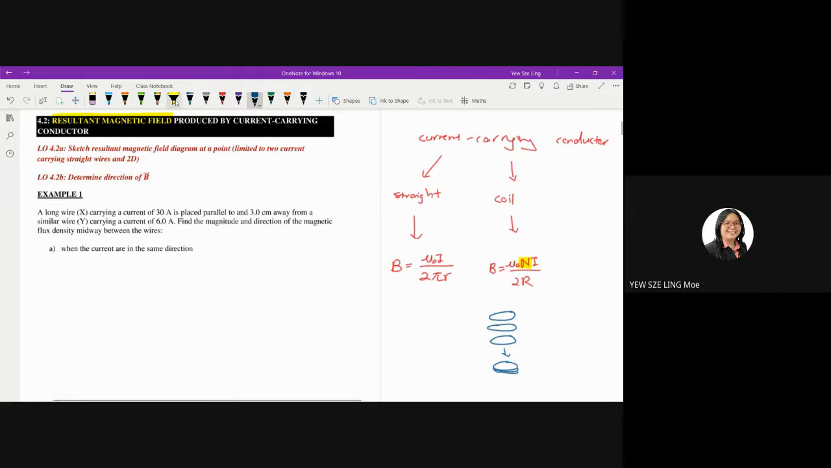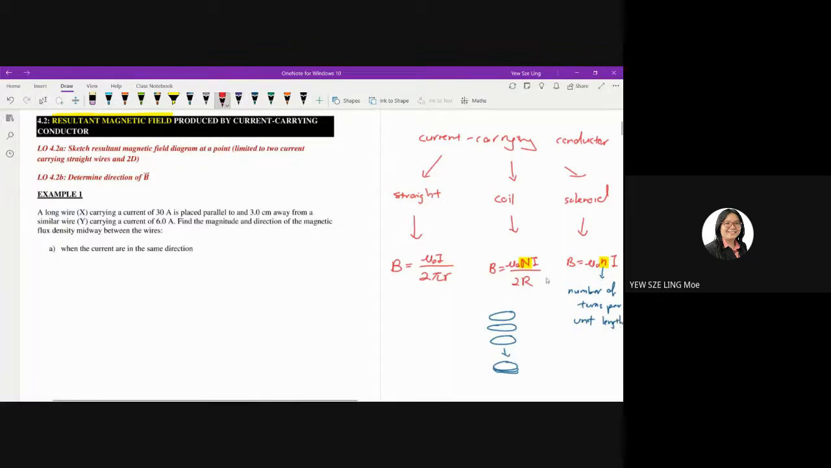Then the last type is a solenoid. If you have a solenoid, then the equation is B equals mu naught small letter n I. Now this small letter n is important. Sometimes questions will tell you that you have a number of turns per unit length. Basically, it means per meter. In 1 meter, how many turns do you have?